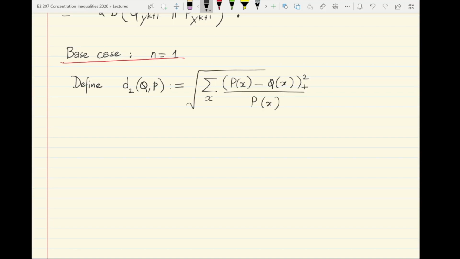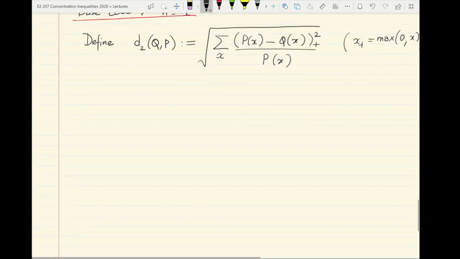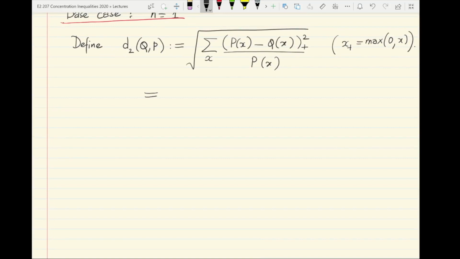All under the square root, where the plus notation just means that x plus, for instance, is taking the max of x with 0. So it just gives you the positive part of x. You can also write it in terms of the 2 norm of random variables, as the L2 norm of the positive part of the Radon-Nikodym derivative, 1 minus dQ by dP, with the 2 norm as defined in the standard way. The 2 norm of any random variable is the square root of the expected value of its square, the square root of its second moment.